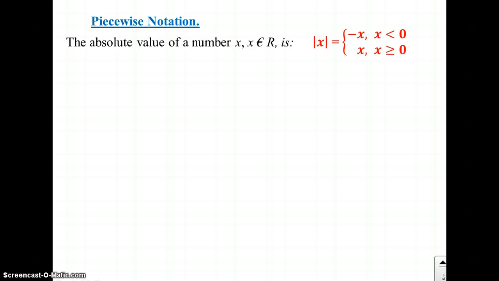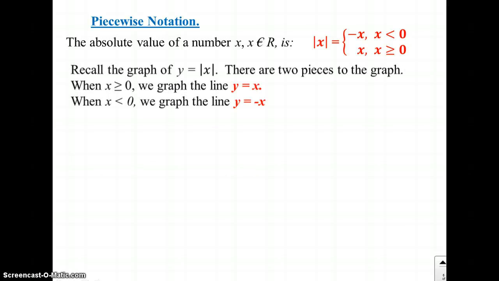Let's talk about piecewise notation. Very important thing. The absolute value of x, where x is a real number, is given in piecewise notation. It looks like this. The absolute value of x equals -x when x is less than 0 and positive x when x is greater than or equal to 0.